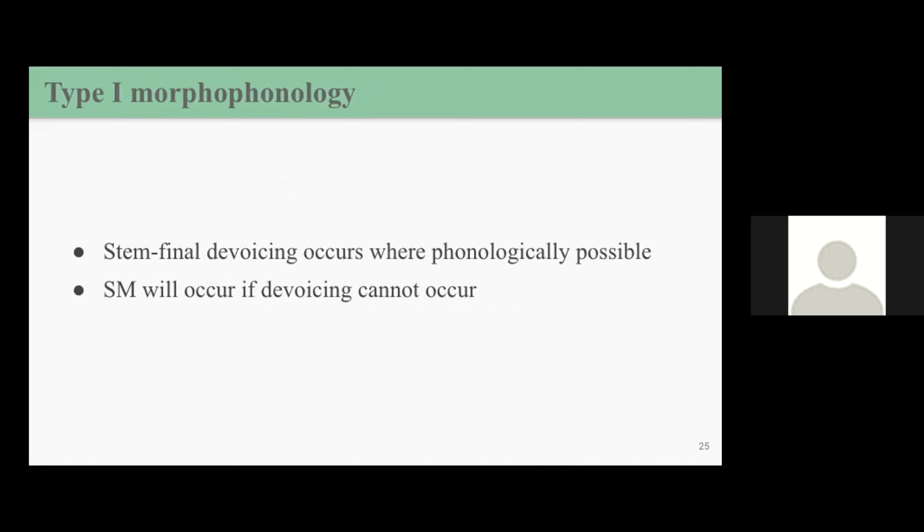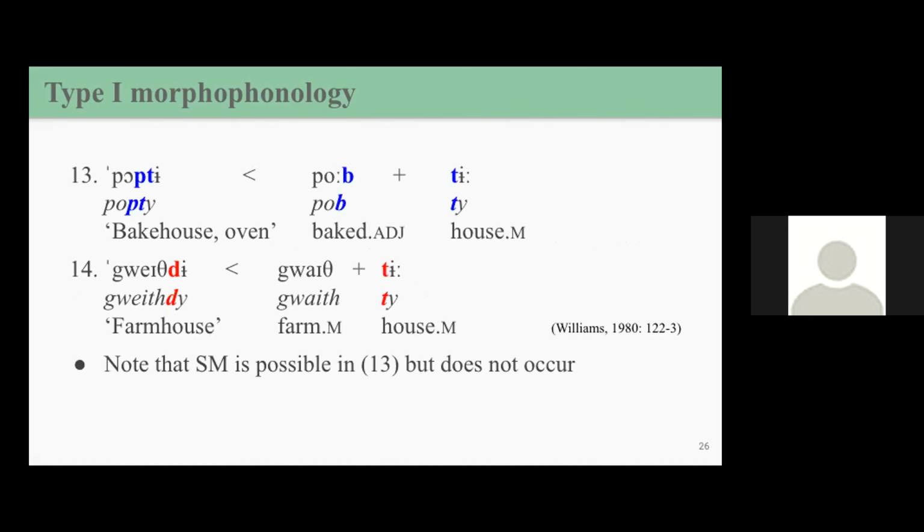We also see that stem final devoicing can occur where phonologically possible. I say this is descriptive. I will come back to it. And soft mutation will occur if devoicing cannot occur. Again, this is descriptively true. I will come back to it. So here you can see popti, with the stem final voiced stop, becomes devoiced, but in gweithti, because the last segment is not a voiced stop, you get soft mutation instead. So soft mutation is possible in 13, but doesn't happen.